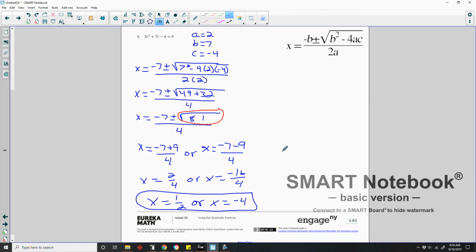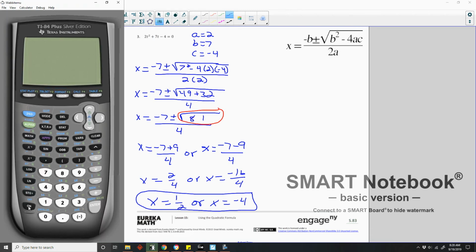Okay, there's our two solutions. Obviously, you should always substitute them back in and check. How about we do that with a calculator one more time? Okay, so I'm going to clear it. So 1 divided by 2 is 1/2. Store x, enter. So it tells me it's 0.5.